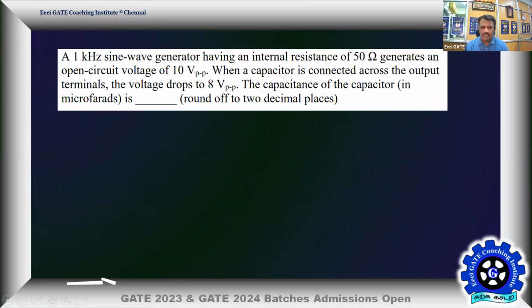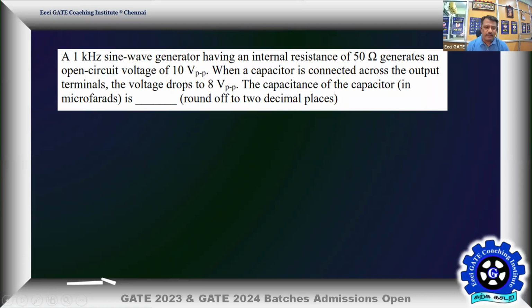Next one from circuits. Exactly basics of AC circuits only. Such a problem already happened, as per my memory, in the paper. Probably in the past 5 or 6 years. A similar problem, also based on a sine wave generator. Yes, let us get into this.